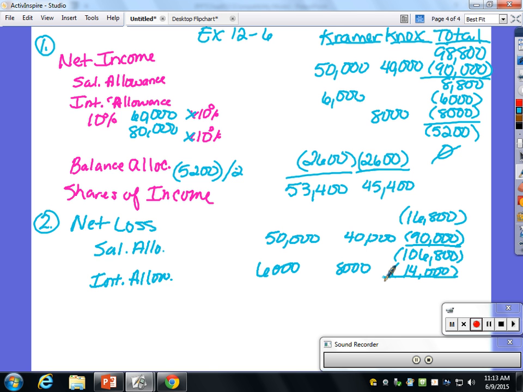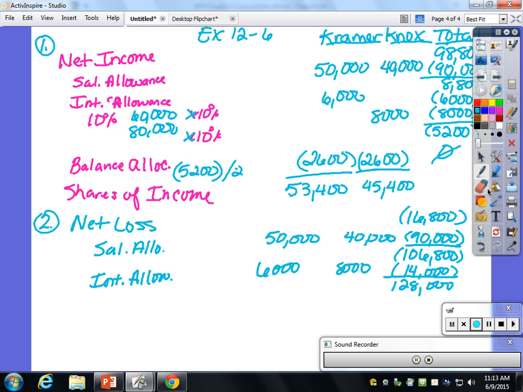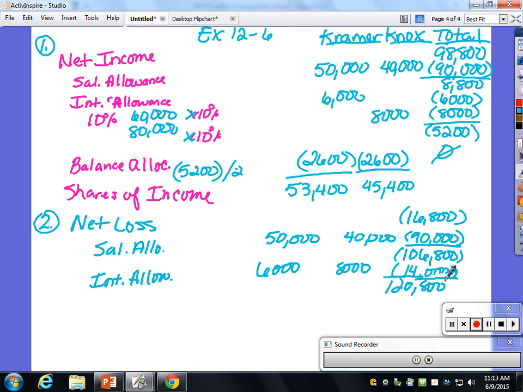Well, you're technically adding. 108,800 plus 14,000 is 122,800. What do we do with this negative? We still have to split it equally. Which is how much for each person? 61,400 from each partner, from Kramer and from Knox.